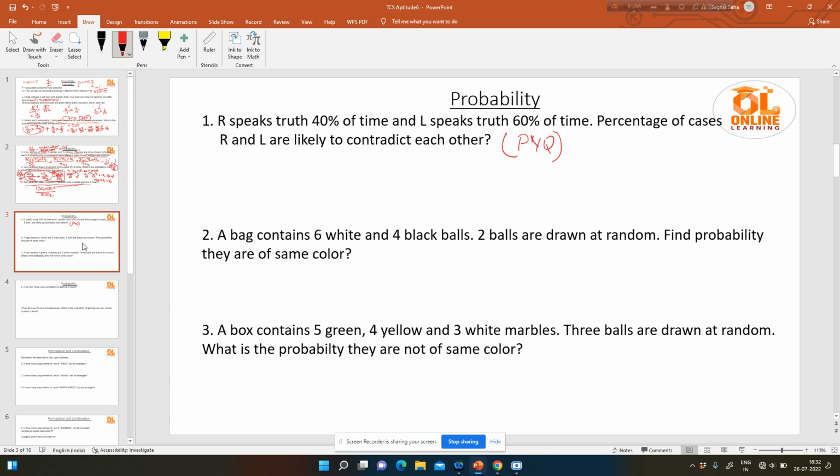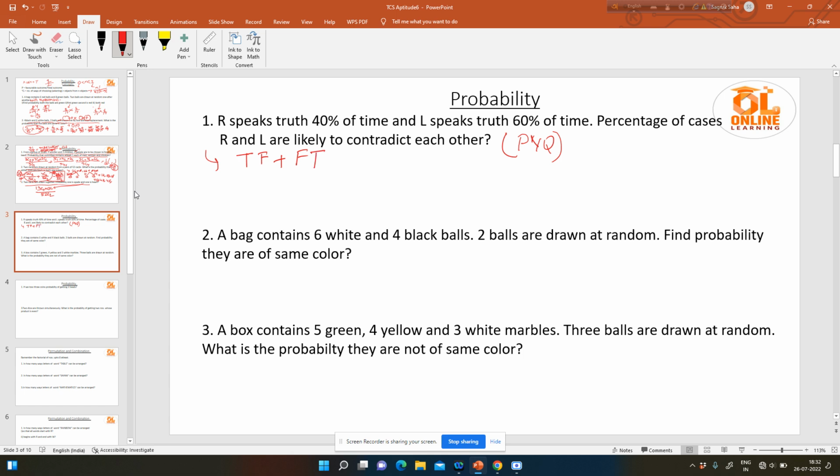Okay, it is telling R speaks truth 40% of the time and L speaks truth 60% of the time. Percentage of cases where R and L are likely to contradict each other. They will contradict each other when, suppose, R is telling the truth and L is telling a lie, and in the second case, R is telling a lie and L is telling the truth. So we have to find this.